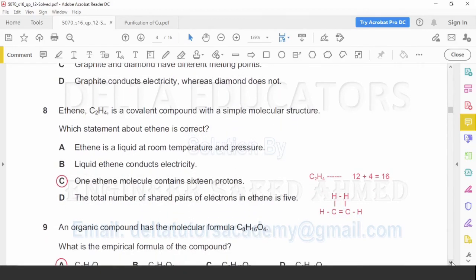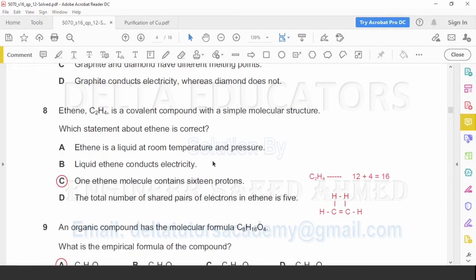Question number 8. Ethene is a covalent compound with a simple molecular structure. Which statement about ethene is correct? Option A, ethene is a liquid at room temperature and pressure. It is incorrect. Ethene is a gas at room temperature and pressure. Option B, liquid ethene conducts electricity. Ethene has a simple molecular structure. It is a covalent compound and covalent compounds are bad conductors of electricity. So option B is also incorrect.